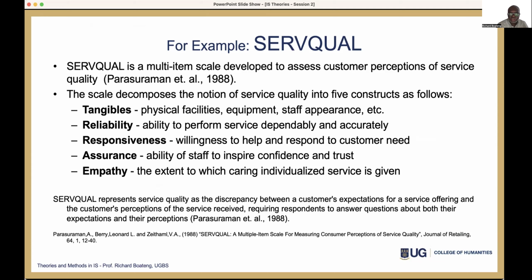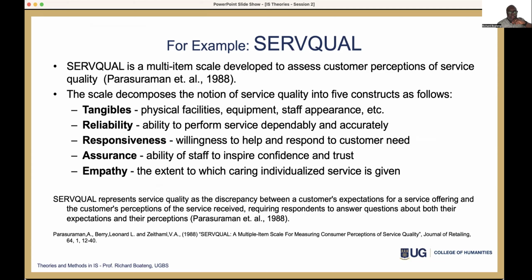So, empathy is the extent to which the caring in the service that is showcased or experienced by the consumer tends to be individualized in nature. Assurance is the ability of the staff to inspire confidence and trust. Responsiveness is willingness to help and respond to customer need. Reliability refers to ability to perform the service dependably and accurately. And then tangibility refers to the physical facility, equipment, and staff appearance, anything that can embody the particular service delivery.